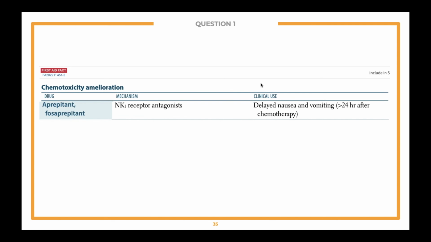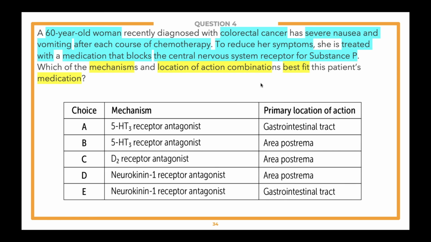If we go back to our question and our vignette, this medication acts as an NK1 receptor blocker, and the NK1 receptor is essentially what substance P binds to. So when it says that this medication blocks the CNS receptor for substance P, that's getting at a medication that blocks NK1. As you can see, that would be either answer choice D or answer choice E based on mechanism alone.